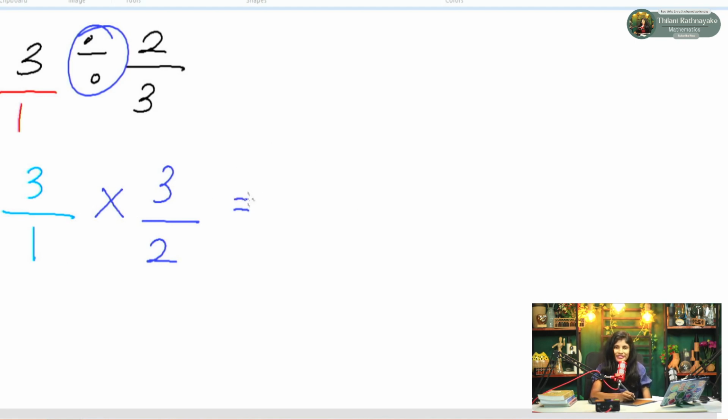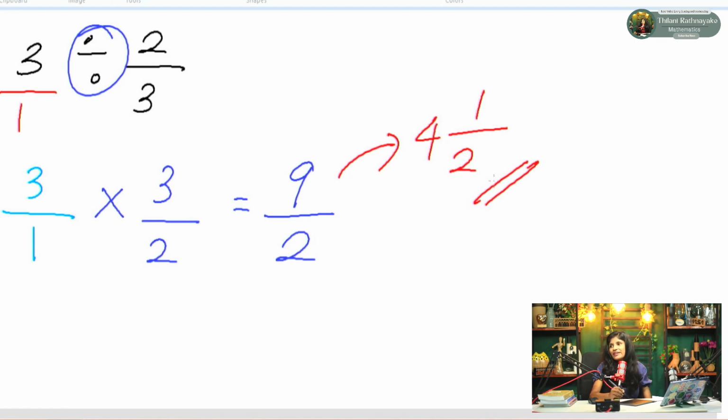So I'm going to just multiply. 3 times 3 is 9. 1 times 2 is 2. So this is an improper fraction. I have to convert this one into a mixed number like this. You know how to do that. For 9, how many 2's are there? 4. 1 over 2. That's it. Very easy.